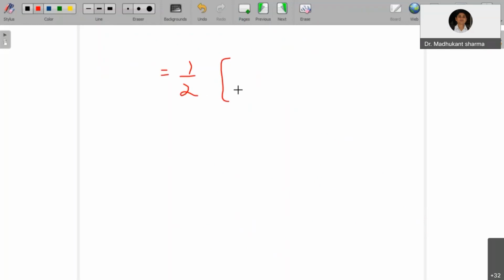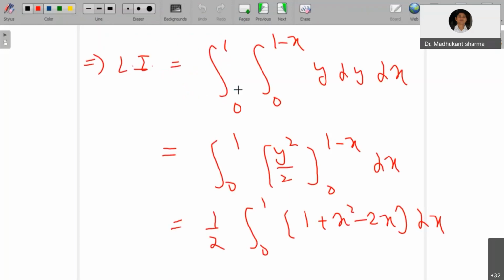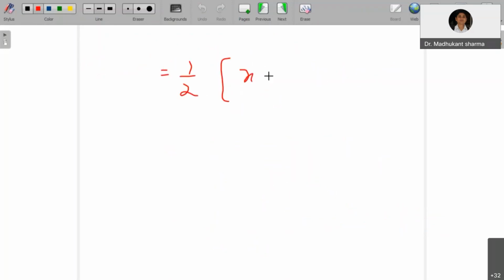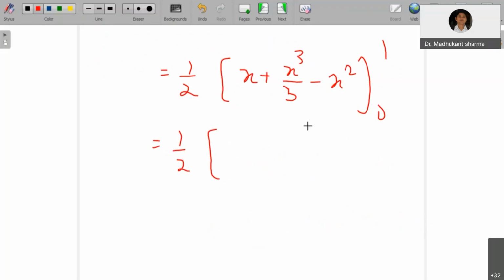1 by 2, the first term x plus x cubed by 3 minus x square, upper limit and lower limit. So that's going to be 1 by 2. The lower limit will not contribute anything. Upper limit: 1 plus 1 by 3 minus 1. So that's going to be 1 by 2 into 1 by 3, which is 1 by 6. Okay, so this is example 3.